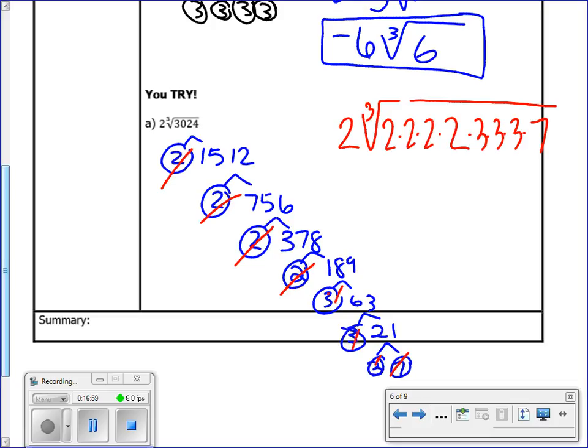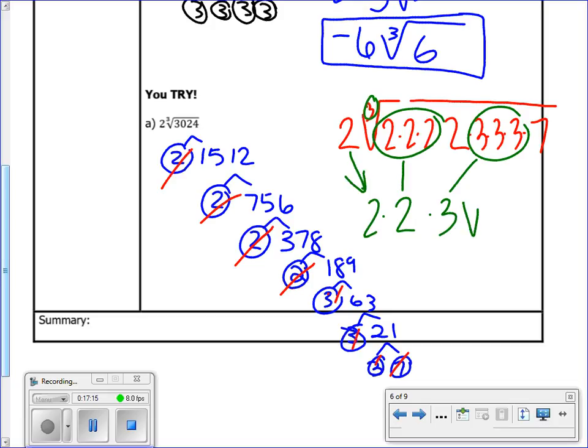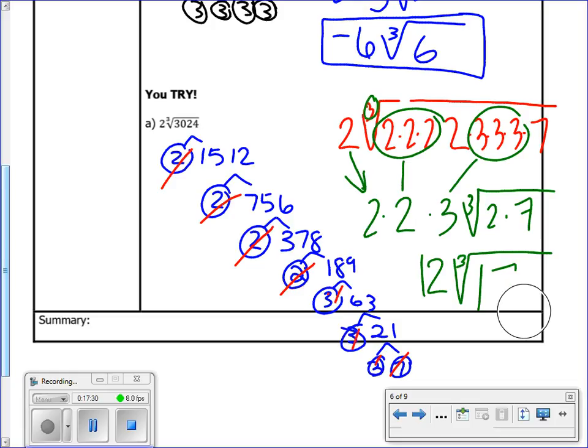Now when I'm doing this, I'm looking for triplets because it's the cubed root. So I find one set of triplets, and it comes out as a 2. The 2 has no one else to go with, but I do have a set of 3, so they get to come out as a 3. And don't forget to carry down the 2 that's in front. So we have 2 times 2 times 3, cubed root. 2 times 7 is left over. 2 times 2 is 4. 4 times 3 is 12. Cubed root. 2 times 7 is 14. Not 17, 14. So your final answer is 12 cubed root 14.